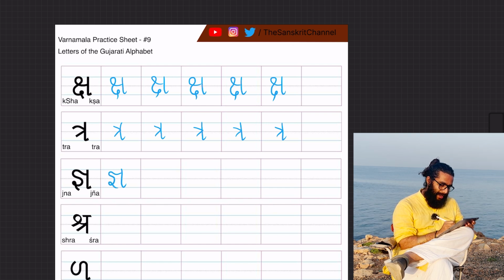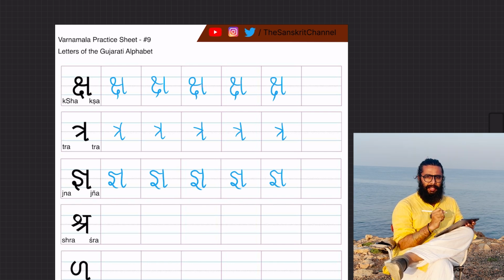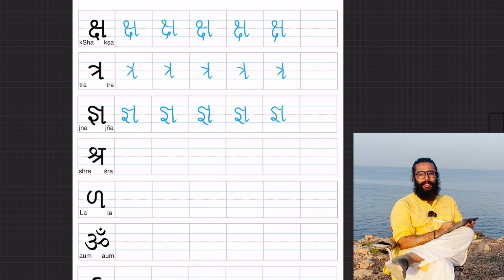Gnya. This is a slightly tricky one. Look at how the lines curve. Gnya. Gnya. This is not gya or dnya or gna. This is gnya.